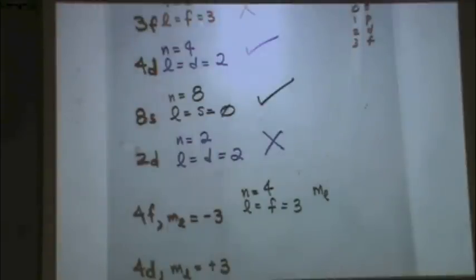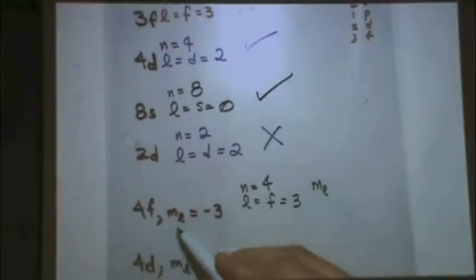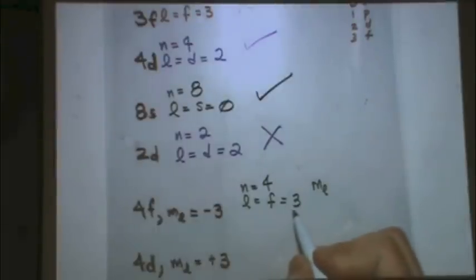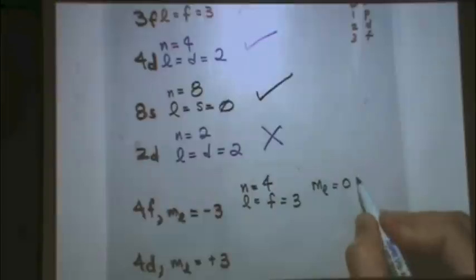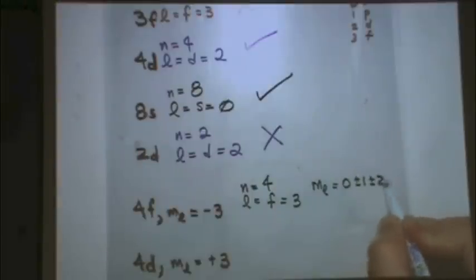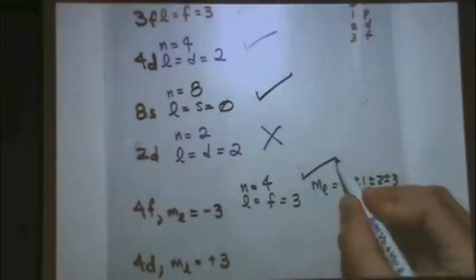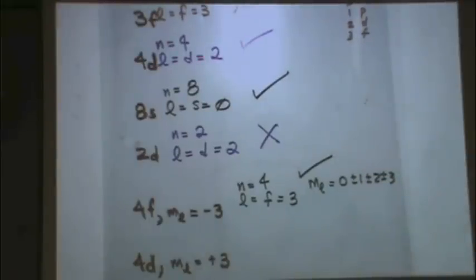So in this case, having said that, can m sub l be minus 3 if l is 3? Yeah, that's okay. So m sub l could be anything from 0, plus or minus 1, plus or minus 2, or plus or minus 3. So that's okay. This orbital checks out. You could have a 4f orbital where m sub l is negative 3. Let's try the next one.